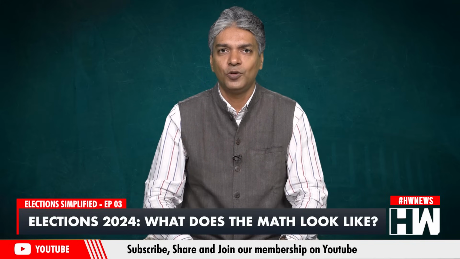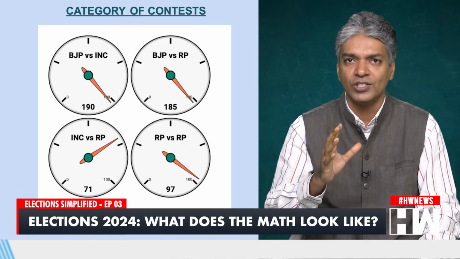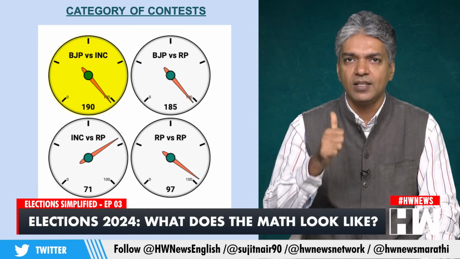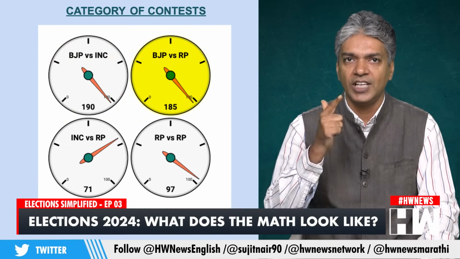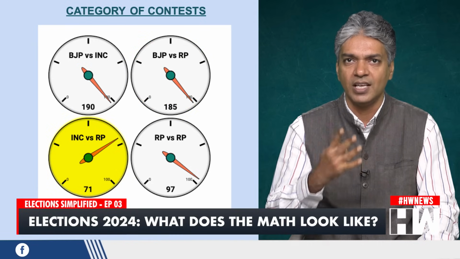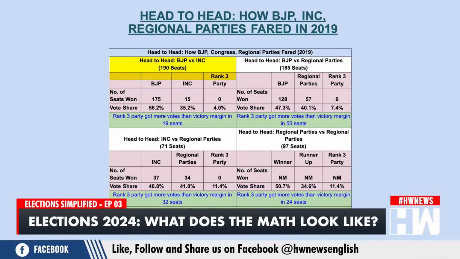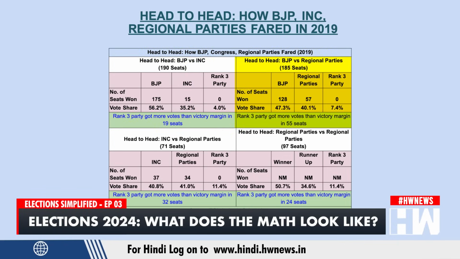So friends, to recap, there are 4 categories of contests which we are likely to witness in 2024. One is the BJP versus Congress. Second is the BJP versus regional parties. Third is the INC versus regional parties. And the fourth is the regional parties versus regional parties contest. On 190 seats, we will see a BJP versus Congress direct fight. On 185, a BJP versus regional party. On 71 seats, a Congress versus regional party. And on 97 seats, a regional party versus regional party contest.